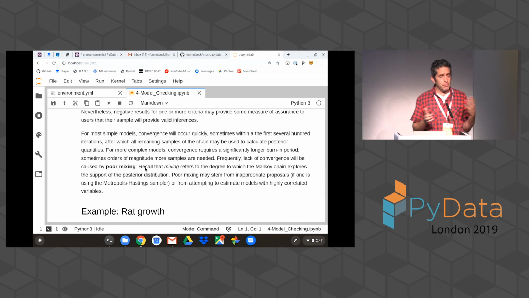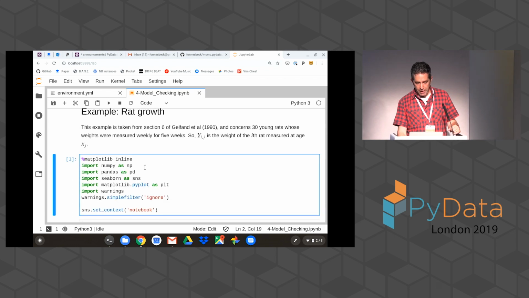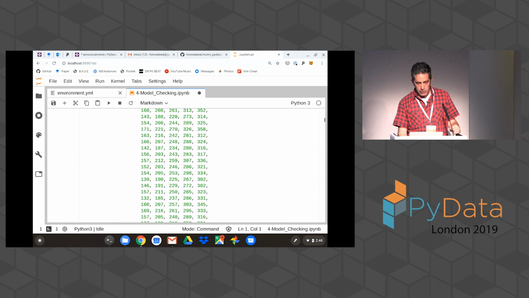The same thing goes with convergence diagnostics here. And again, if you've got a simple model with 2 or 3 parameters, convergence usually happens very quickly. It's when you get into dozens or hundreds of variables that it's a little bit more challenging. As my final example, I'm going to use a rat growth model. This is a little bit more complicated.